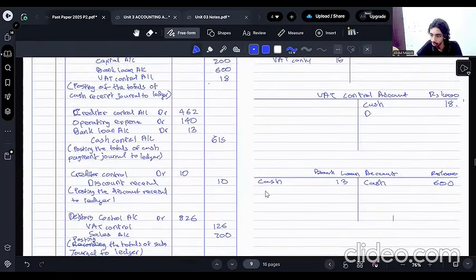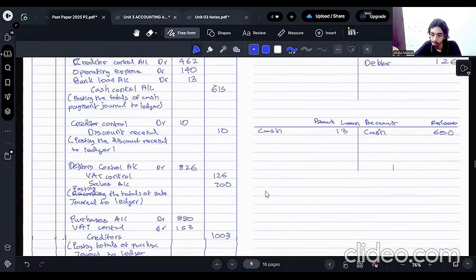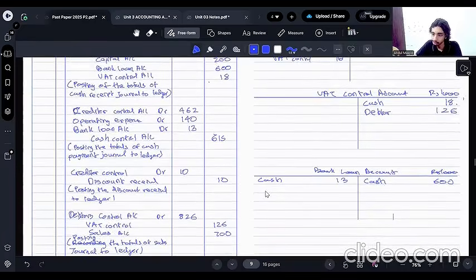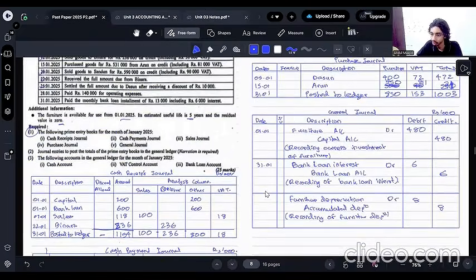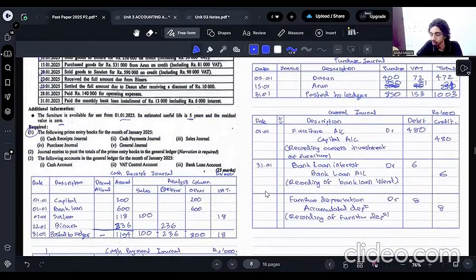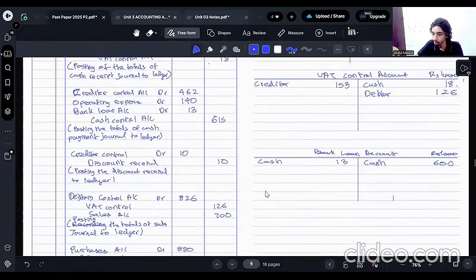Then here debtor control account debit 826, VAT control credit. So here you can say debtor 126. Okay, sales account is not there. Then the purchase VAT 153 you can debit here saying creditor 153. And then now what you should do for the interest: bank loan interest account debit, bank loan account credit. So you are going to remove the interest that's included in the installment saying interest 6,000.